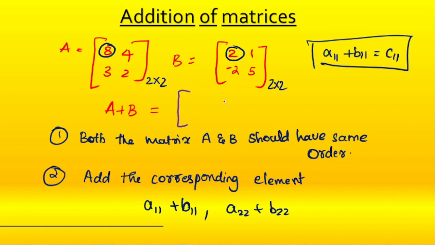Yes. First you have to add 8 and 2, so it is going to be 10. Next, you add 4 and 1. Those places correspond: this is A12, this is B12. So 4 plus 1 is 5. Then this is A21 and this is B21. When you add 3 plus minus 2, it is going to be 1. And then you add A22 and B22, so 5 plus 2 is 7.